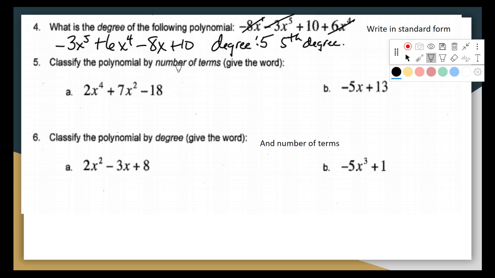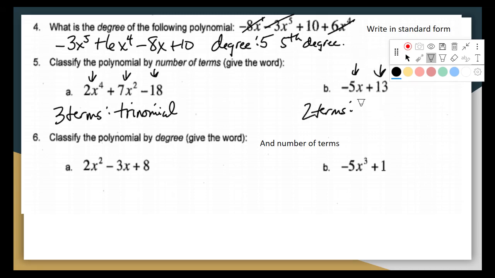Classify the polynomials by number of terms. We need to give the word. So number of terms means how many things are being added and subtracted. 1, 2, 3. This has 3 terms. 3 terms is a trinomial, like a tricycle. Letter B has 1, 2 terms. This is a binomial, 2 terms, like a bicycle, 2 wheels.